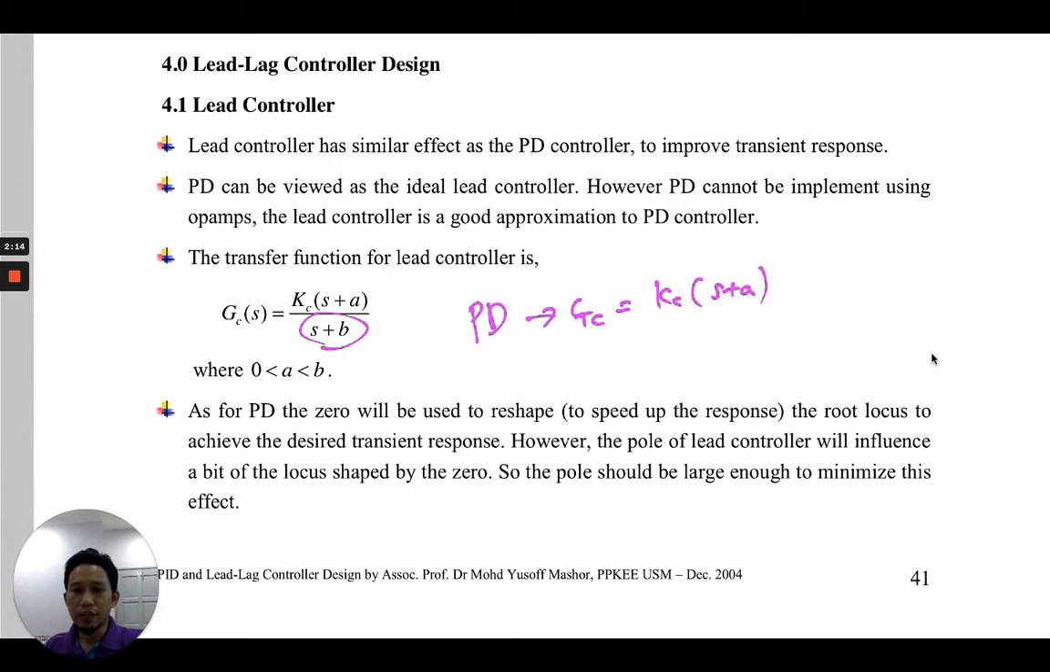In this case, the pole of the lead controller, which is b here, will influence the locus shaped by the zero a bit. So in order to minimize the effect of the pole, we should put the pole b large enough, so that it will imitate the PD controller using the op-amp.